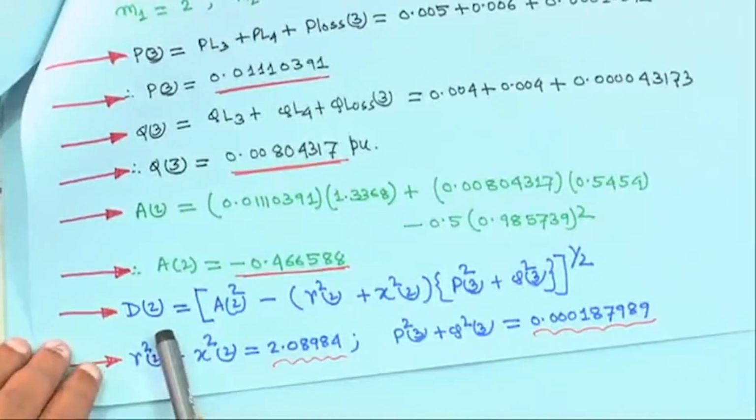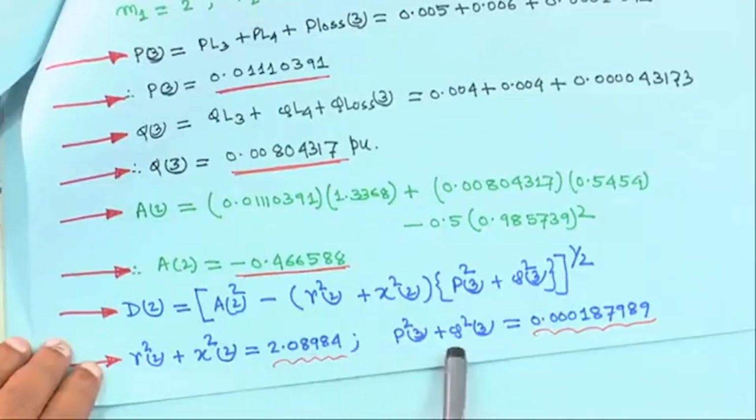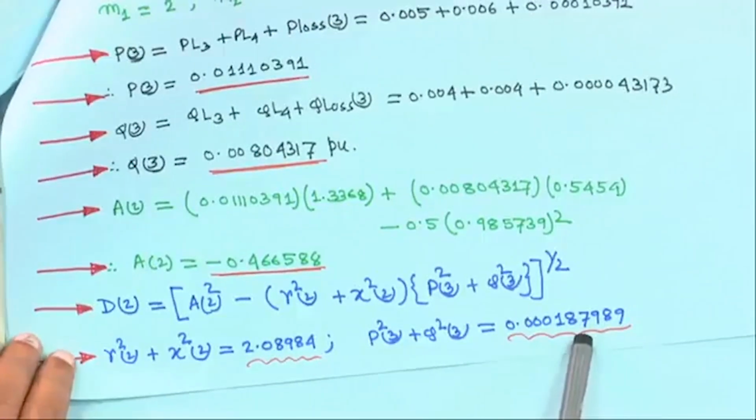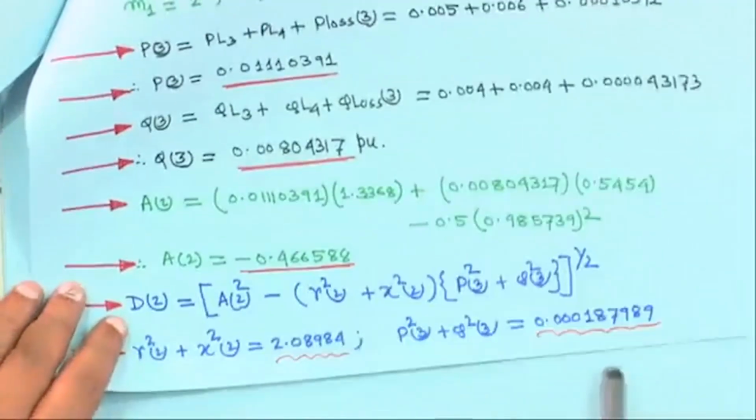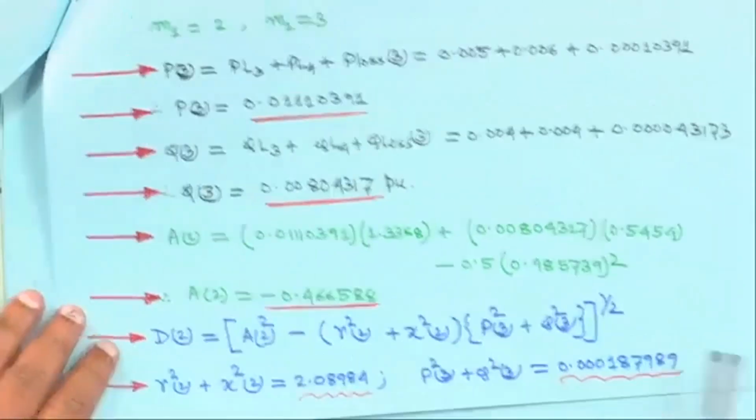Similarly, the expression for DJJ we have already seen; you put all these values. R2 square plus X2 square I have given, and P3 square plus Q3 square I have computed here, it is this much, right.